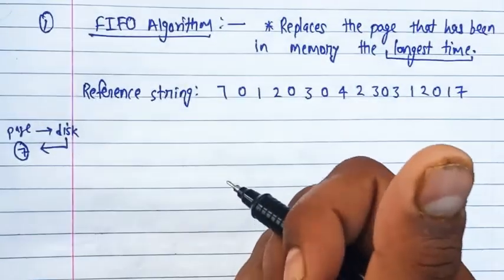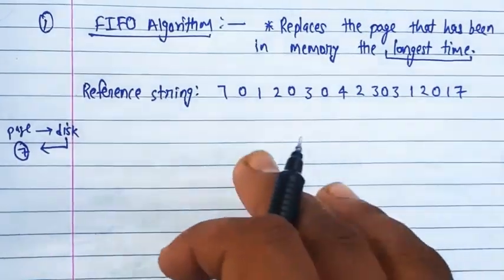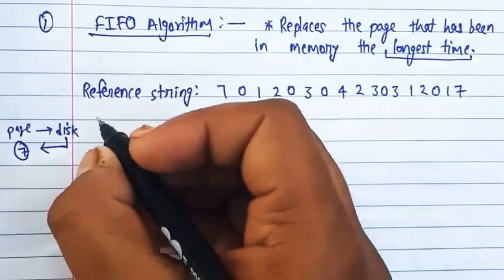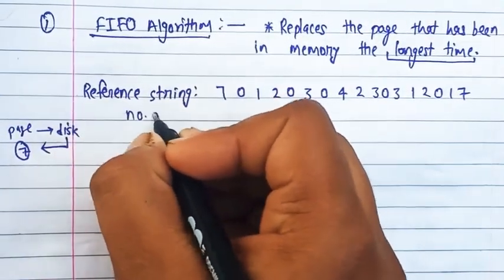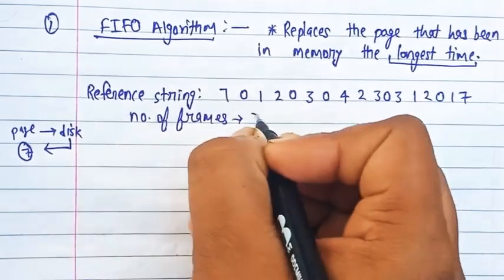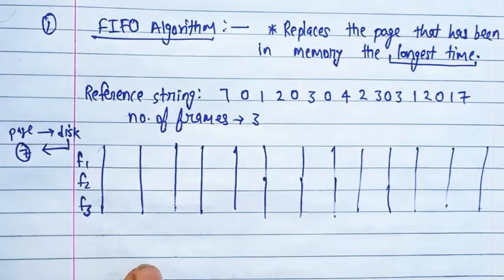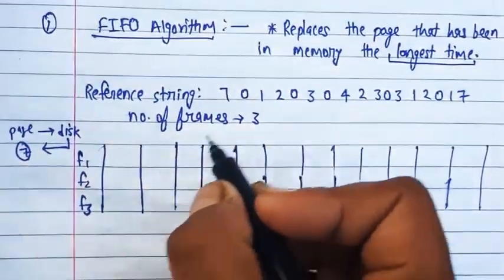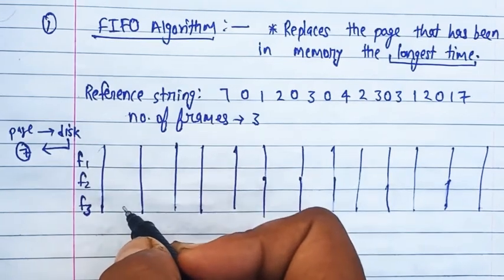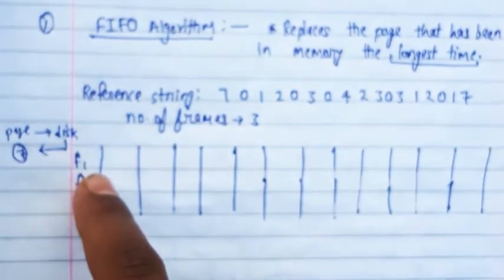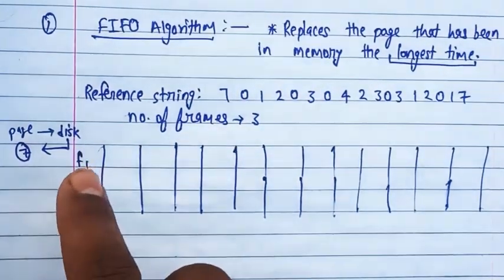Let's solve this and see how it happens. I am considering the number of frames to be 3. So at a time there will be 3 frames. These are the frames, and at a time 3 frames will work. In the starting there is no page, so page number 7 is not present in the frame, or we can say in the main memory.